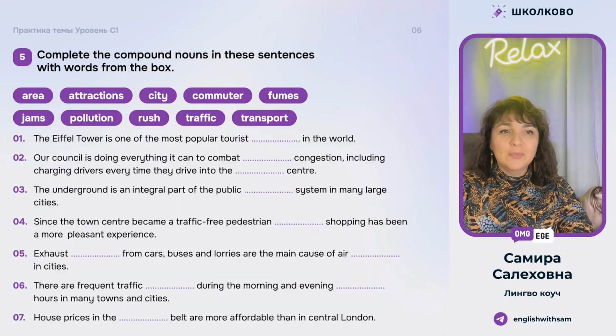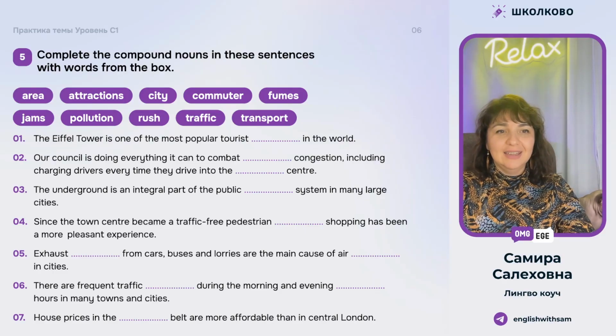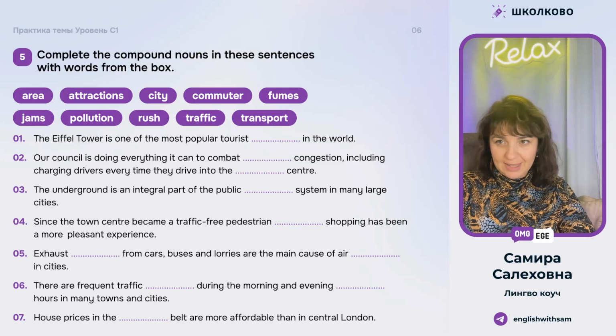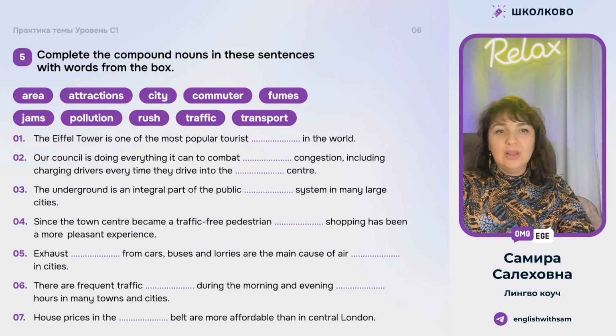Okay, and so here we have a really interesting exercise. I like it a lot. So these are some kind of collocations again. Yeah, so let's just complete them, right? Some compound nouns, some collocations. We have area, attractions, city, commuter, fumes, jams, pollution, rush, traffic, and transport.